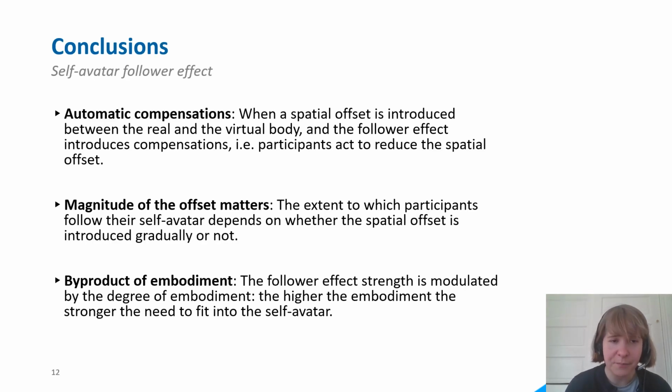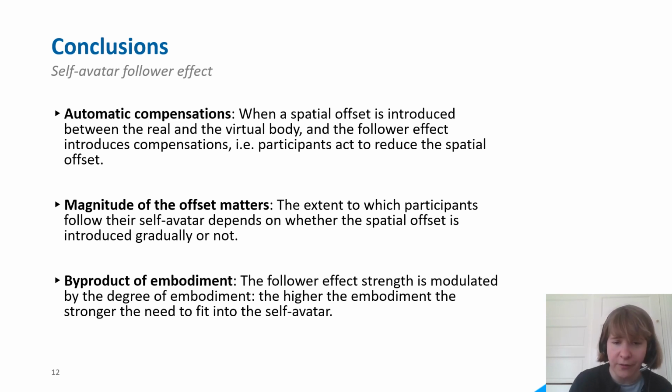Finally, we arrived at some conclusions. First, there are some automatic compensations that happen. In the self-avatar follower effect, we find that when a spatial offset is introduced between the real and the virtual body, we introduce compensations. The participant will reduce that spatial offset. We also found that the magnitude of the offset matters.